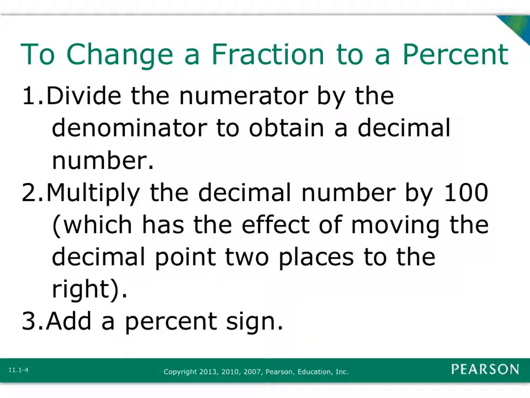So to change a fraction to a percent, we divide the numerator by the denominator to obtain a decimal number. We multiply the decimal number by 100, which has the effect of moving the decimal point 2 places to the right, and we add a percent sign.